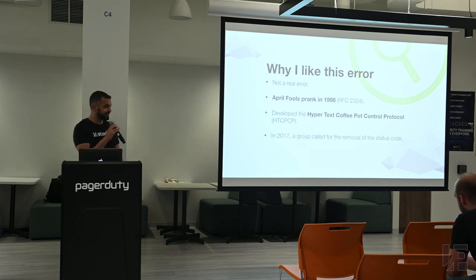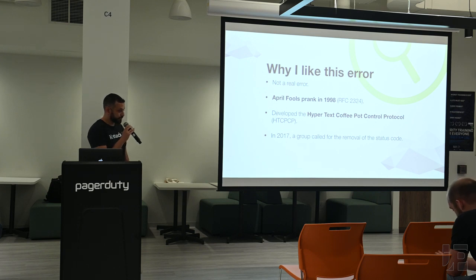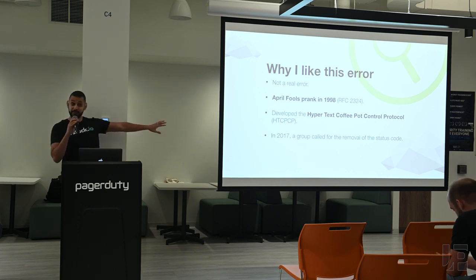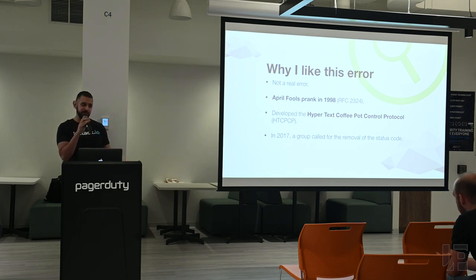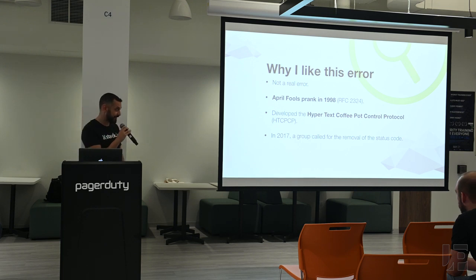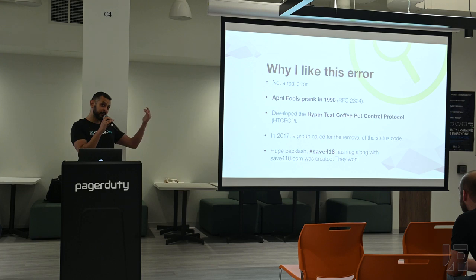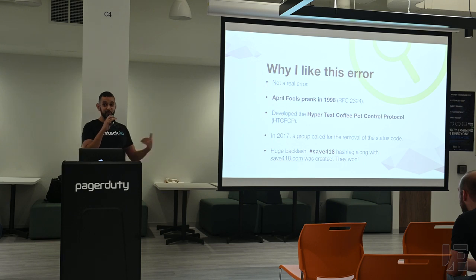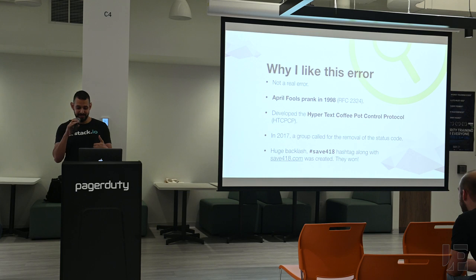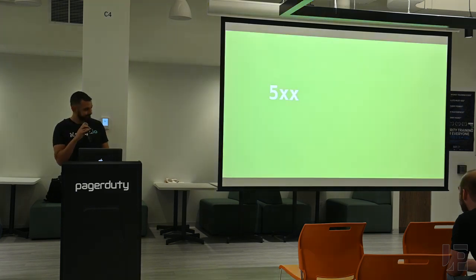In 2017, actually, there was a group that called for the removal of the status code. Most browsers, by the way, accept the 418 and know how to process it. But in 2017, mainly led by the Node.js community, they tried to abolish this thing, saying it's ridiculous to have that. And they actually got pretty far until the internet had a massive uproar, and there was a huge backlash. They started the Save 418 hashtag along with this website over here, and they actually won. And now the 418 is immortalized in the HTTP status code club forever.